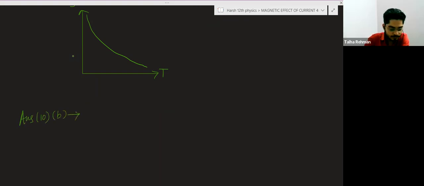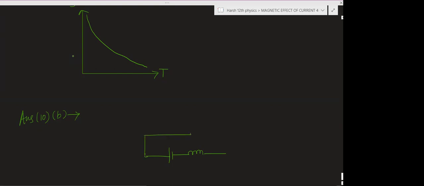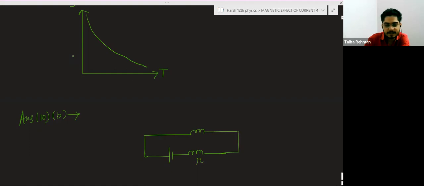So we have a cell. This cell has some internal resistance, and they are saying find the maximum current, or what is the maximum current that can be drawn from the cell. So basically they are saying calculate the maximum current. This is the internal resistance, this is the EMF, and suppose this is the external resistance R.